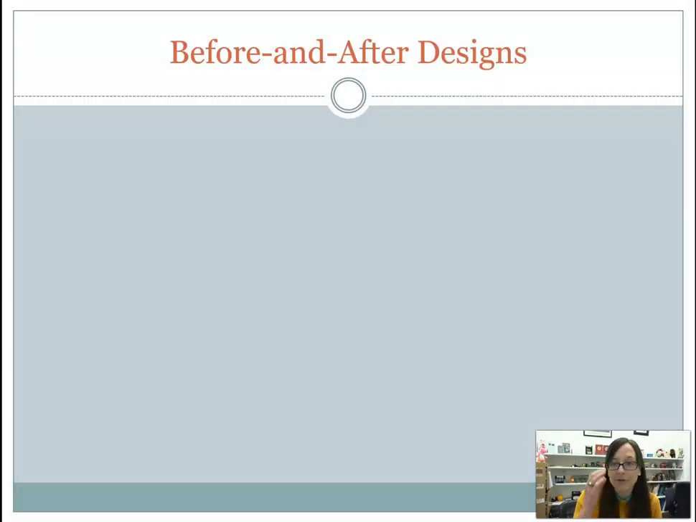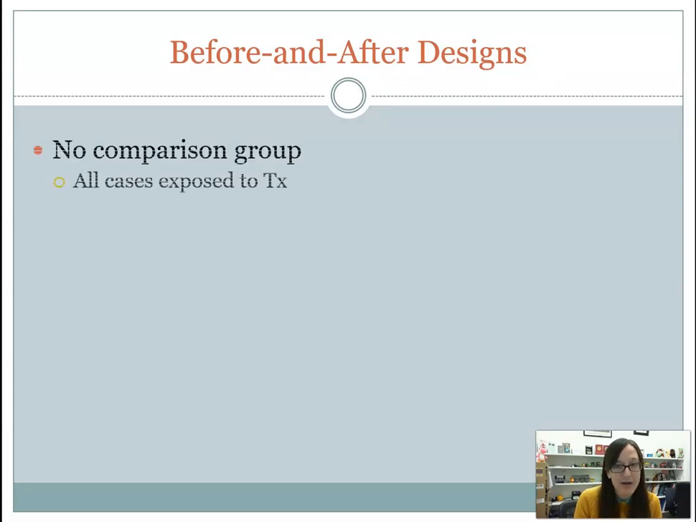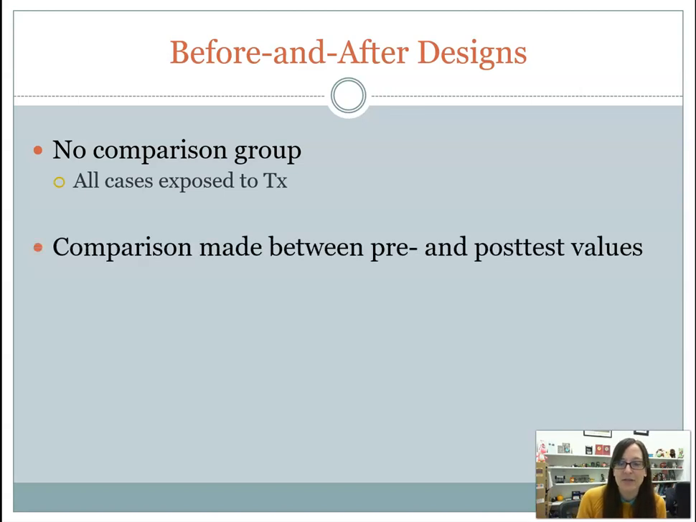And then the before and after design. So these are where there isn't a comparison group. So everybody is exposed to treatment. And it's called before and after because you measure them before and then you measure them after. And you see if there's a difference. So there's the comparison made between pre-test and post-test values.